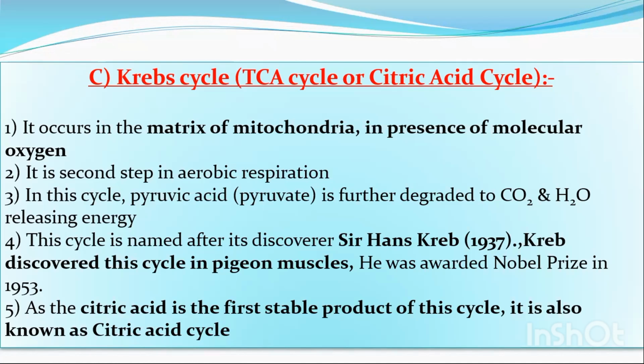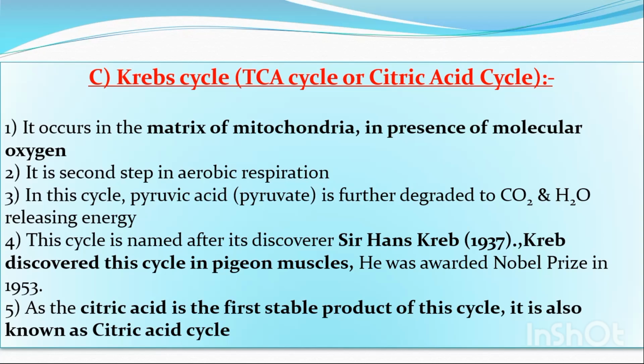It is called TCA, the tricarboxylic acid cycle. All the organic acids will contain 3 carboxylic acid groups. That's why it is called the TCA cycle. Then the first stable compound during this cycle will be citric acid, right? And as it is a citric acid, which is a stable compound, we can call it a citric acid cycle. Are you getting this?